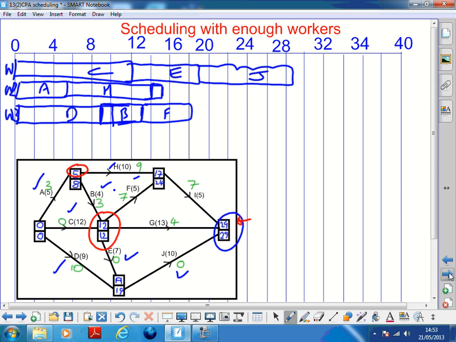I can give it to worker 2. I can give it to him straight after, right? So if he finishes at 15? Oh yeah, you can start at 15. So I can give him 13, so that goes up to 28. So he'll finish there.